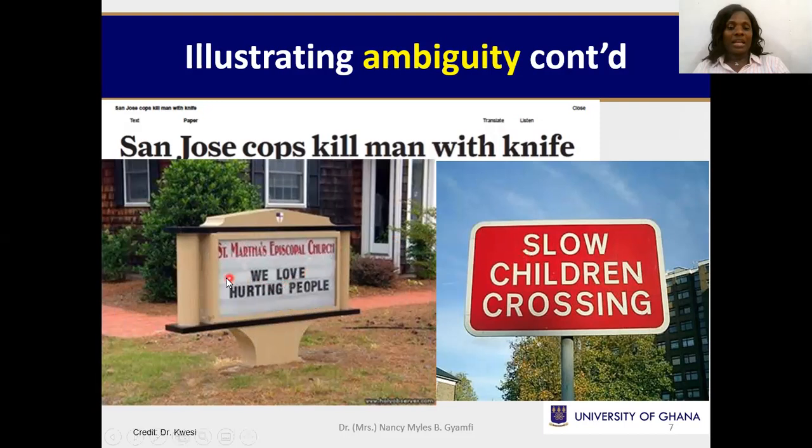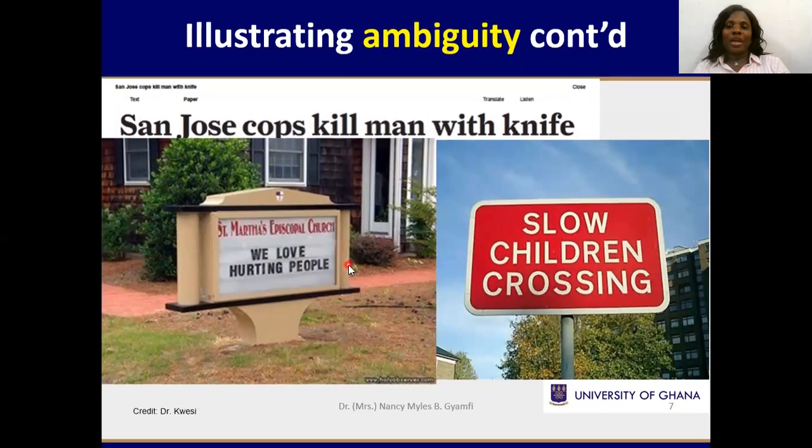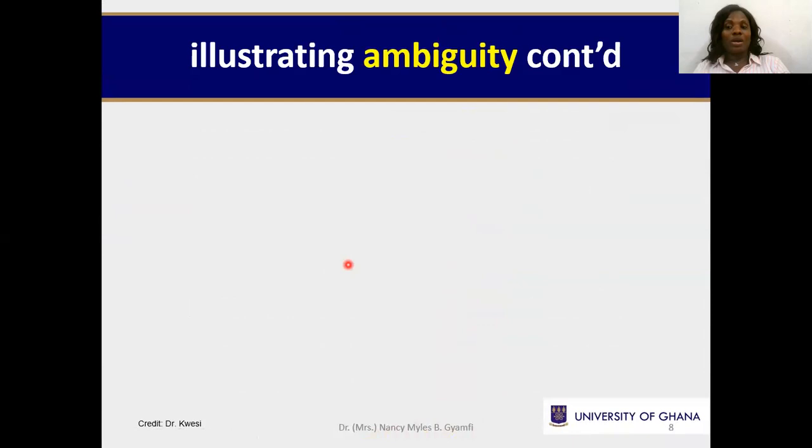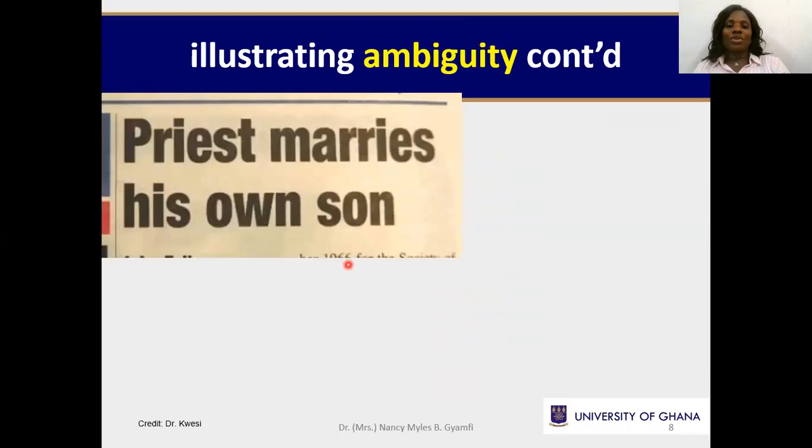Now see, St. Martha's Episcopal Church. This is a church. What do you see there? We love hurting people. Is it that you love to hurt people, or you love people who have been hurt, raped, divorced, what have you, so they are welcome? Or you are saying that you are good at making people feel bad. Clarify that, otherwise we have issues with ambiguity.